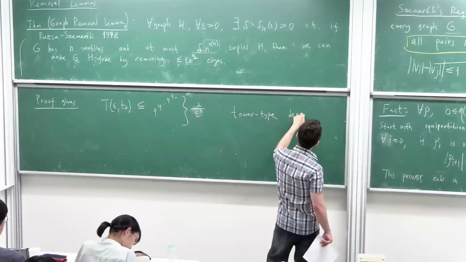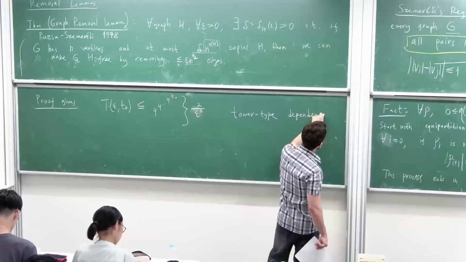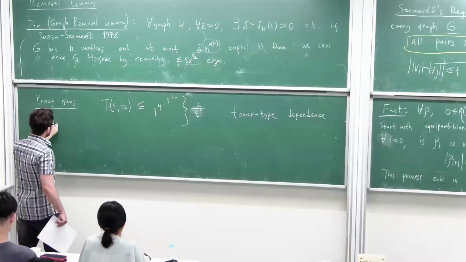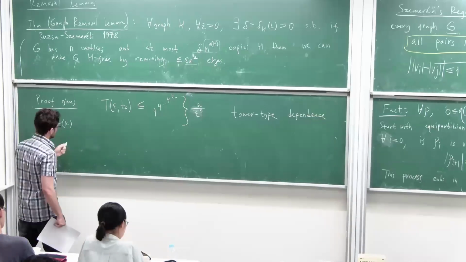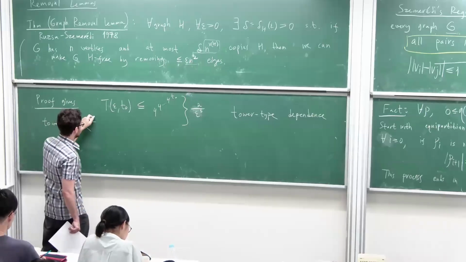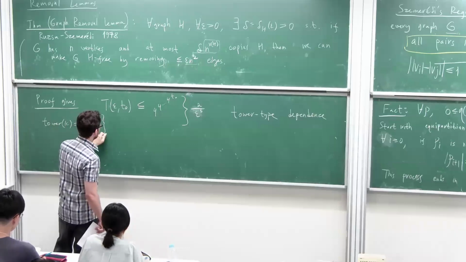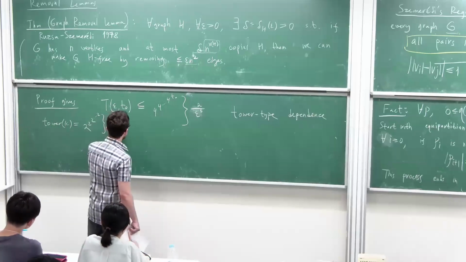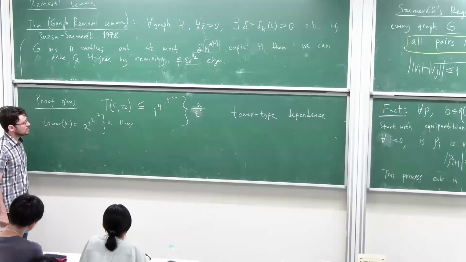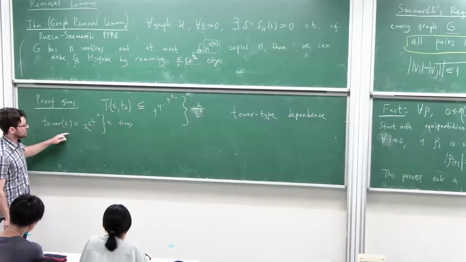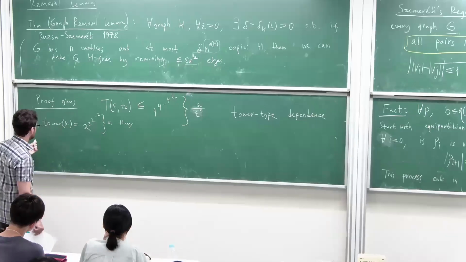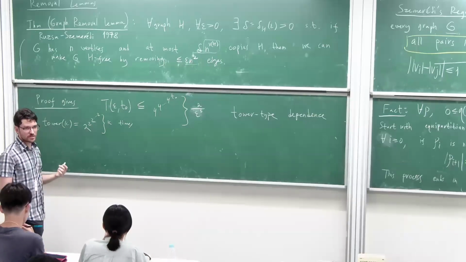This is tower type. The tower function is usually defined as 2, 2, and so on, k times. The base doesn't really matter, or 4. Okay. So this proof gives the tower type behavior, and it turns out that actually this is not avoidable.